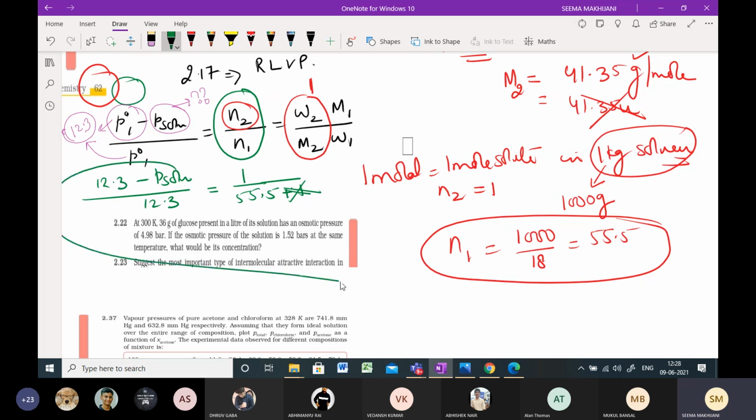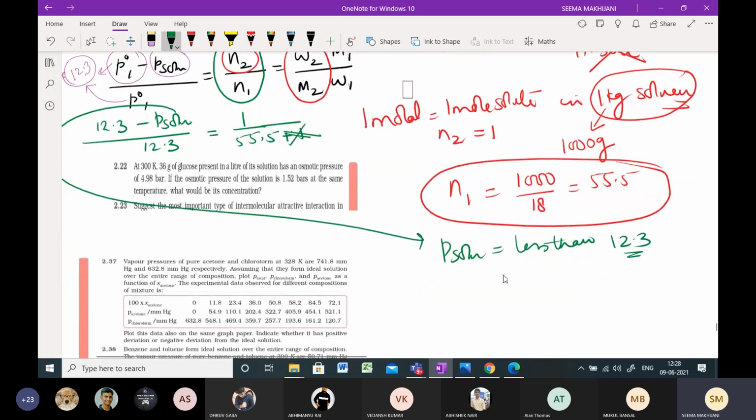From this, you will be solving your value of P solution. On solving it, the value of the P solution should come out to be less than 12.3. That is understood, because when you add a non-volatile solute, the vapor pressure decreases. So the answer is 12.08 kilopascals. You can solve it and re-verify the answer on your own. I'll wait for 1 minute before I move to the next question.